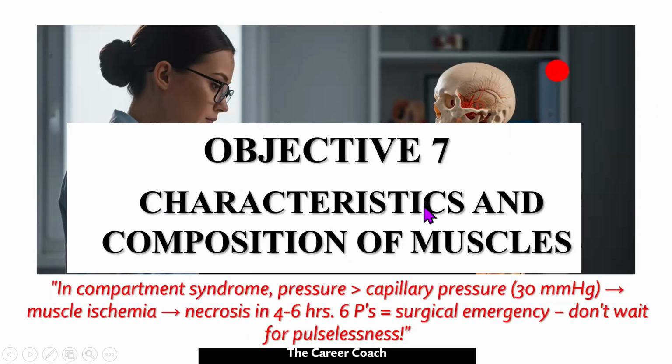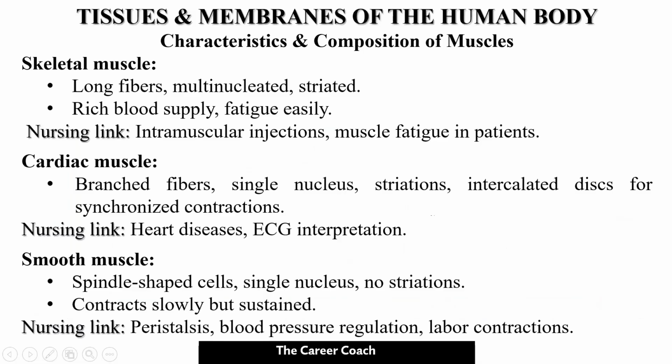We want to look at the characteristics and composition of muscles. Take note of this. In compartment syndrome, capillary pressure of about 30 mm mercury will lead to muscle ischemia. This will further result in necrosis in about 4 to 6 hours. There is therefore need to monitor for the 6 P's. If these are not monitored, there could be a resulting surgical emergency. Do not wait for pulselessness, because a pulseless state may be a state of no return.